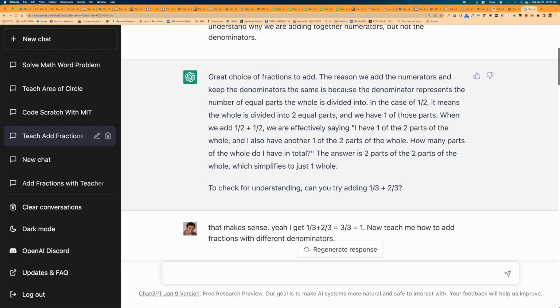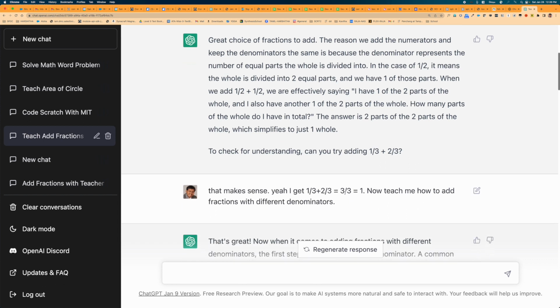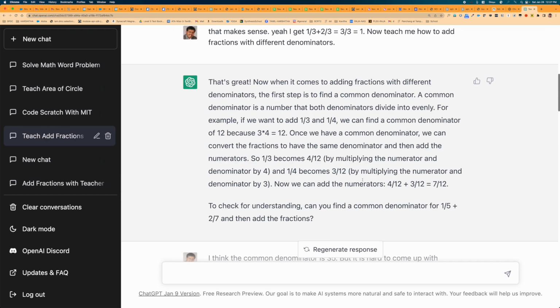It's 1/3 plus 2/3, and now I'm able to confirm that I understood, and I provided an answer: 1/3 plus 2/3 is 1. Now I understood that. I wanted to expand on it, so I asked it to teach me how to add fractions with different denominators. It responds saying that it is great, and then it gives me how to add fractions with different denominators.